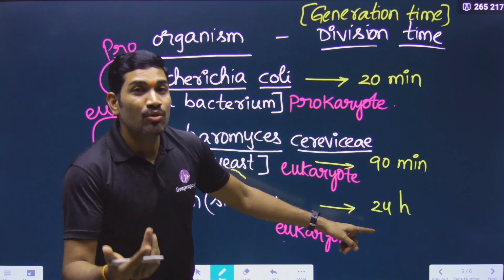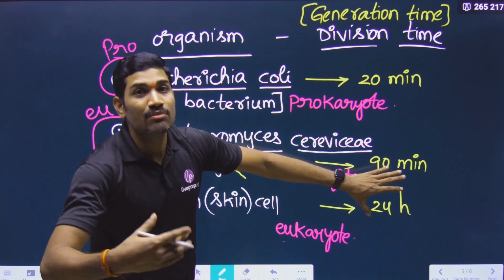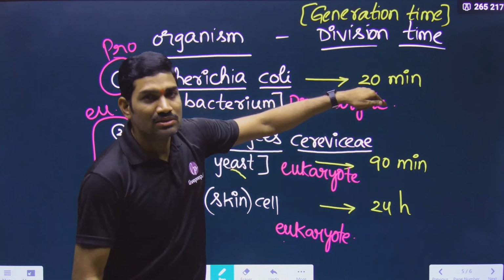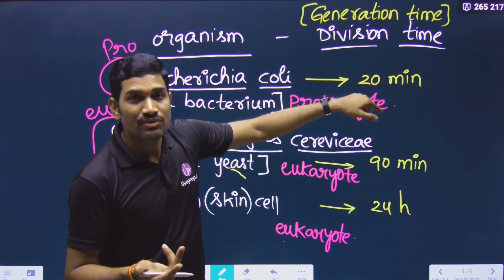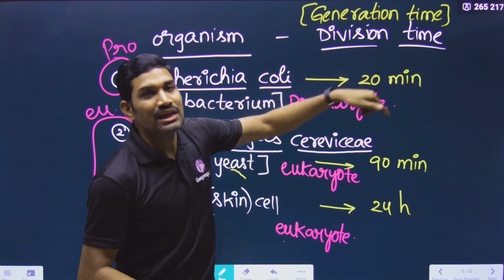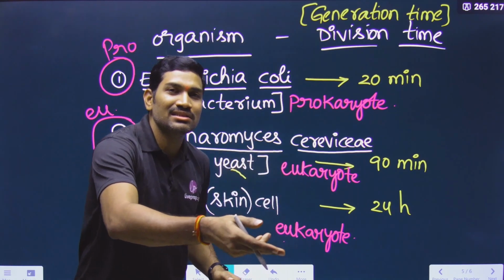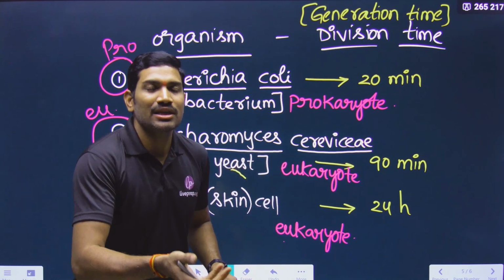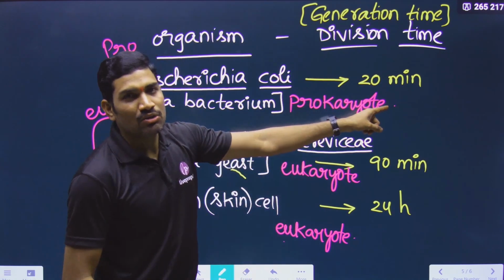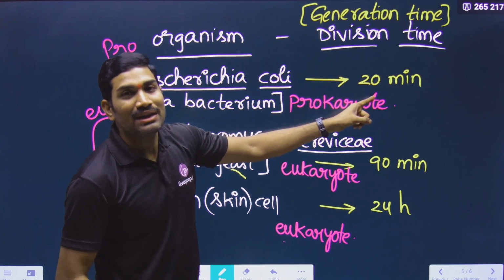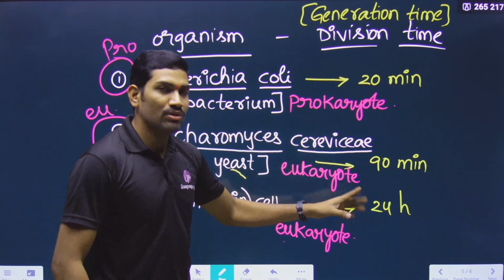Which one is taking more time? Eukaryotic cells are taking more time, whereas prokaryotic cell is taking less time. What is the meaning of this? So if the division time is less, what is the meaning of it? They will form the next generation cells very quickly. That means prokaryotes multiply more rapidly than eukaryotic cells.